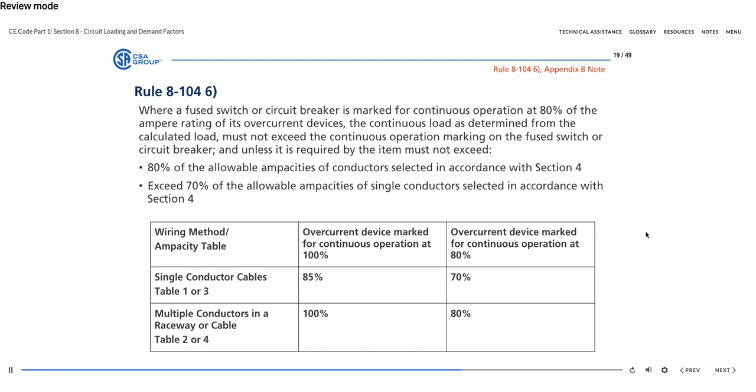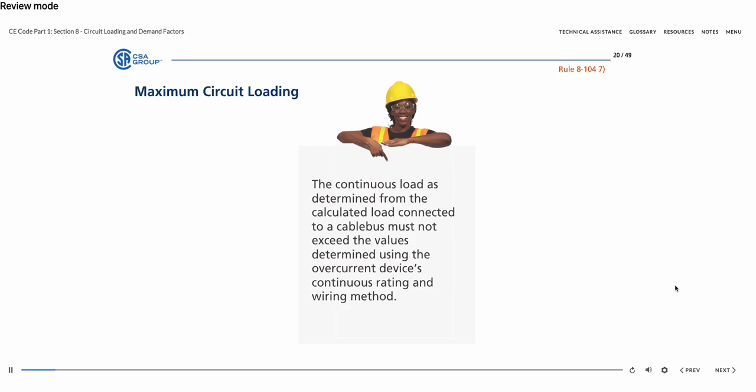Note that fused switches or circuit breakers not marked as suitable for continuous operation 80% or 100% are considered as suitable for continuous operation at 80%. See the note in Appendix B for more detail. The continuous load, as determined from the calculated load connected to a cable bus, must not exceed the values determined using the overcurrent device's continuous rating and wiring method.